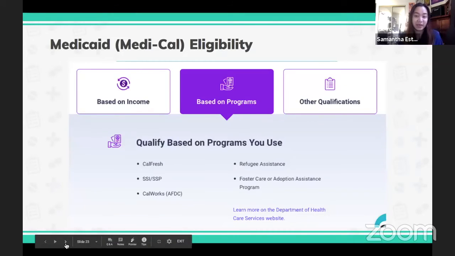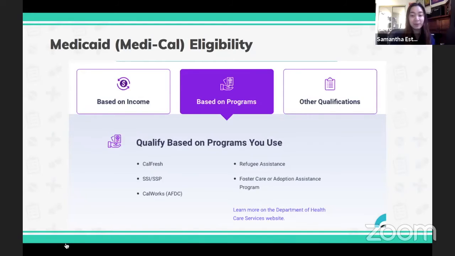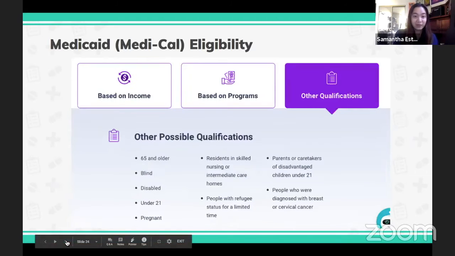One of the other things that you could qualify for Medi-Cal for is based on any programs that you might be in. So for example, if you're in CalFresh, then you could apply for Medi-Cal and see if you're eligible that way. Or lastly, one of the other possible qualifications to enroll in Medicaid is these things: 65 and older, blind, disabled, under 21, pregnant, residents in skilled nursing or immediate care homes, people with refugee status for a limited time, parents or caretakers of disadvantaged children under 21, and people who are diagnosed with breast or cervical cancer.